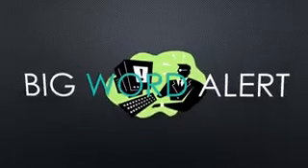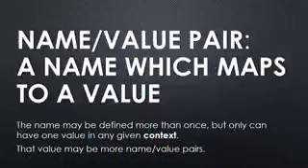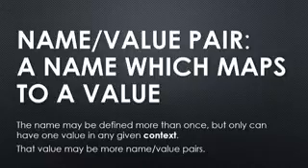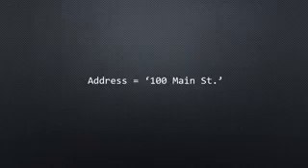So, big word alert. A name-value pair. A name which maps to a value. That sounds simple. But you could have the same name being used in different contexts, but that name could only have one value. The interesting thing is that the value itself might be other name-value pairs. So for example, this is a name-value pair. The name is address, and the value is 100 Main Street.